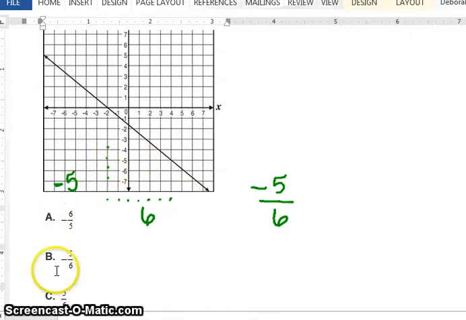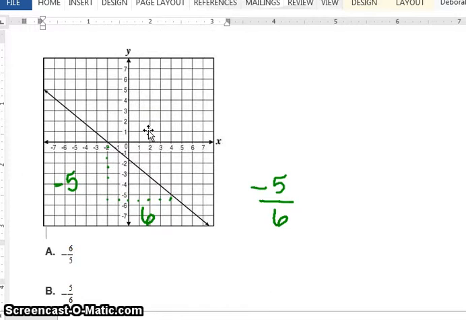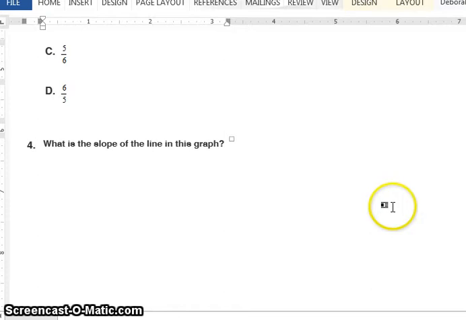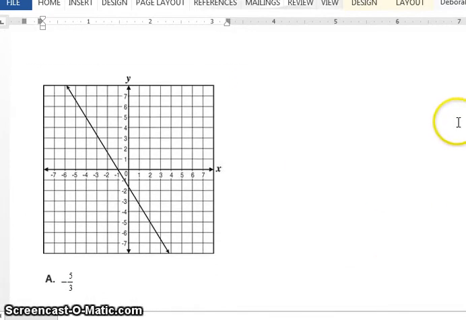That's a negative slope. So we know it's either A or B. So you could rule it down to that 50-50 shot. Once you count the rise from one point to the next point, you get negative 5 over 6, B. Alright, so let's look at the next question. 4. What is the slope of the line on this graph?